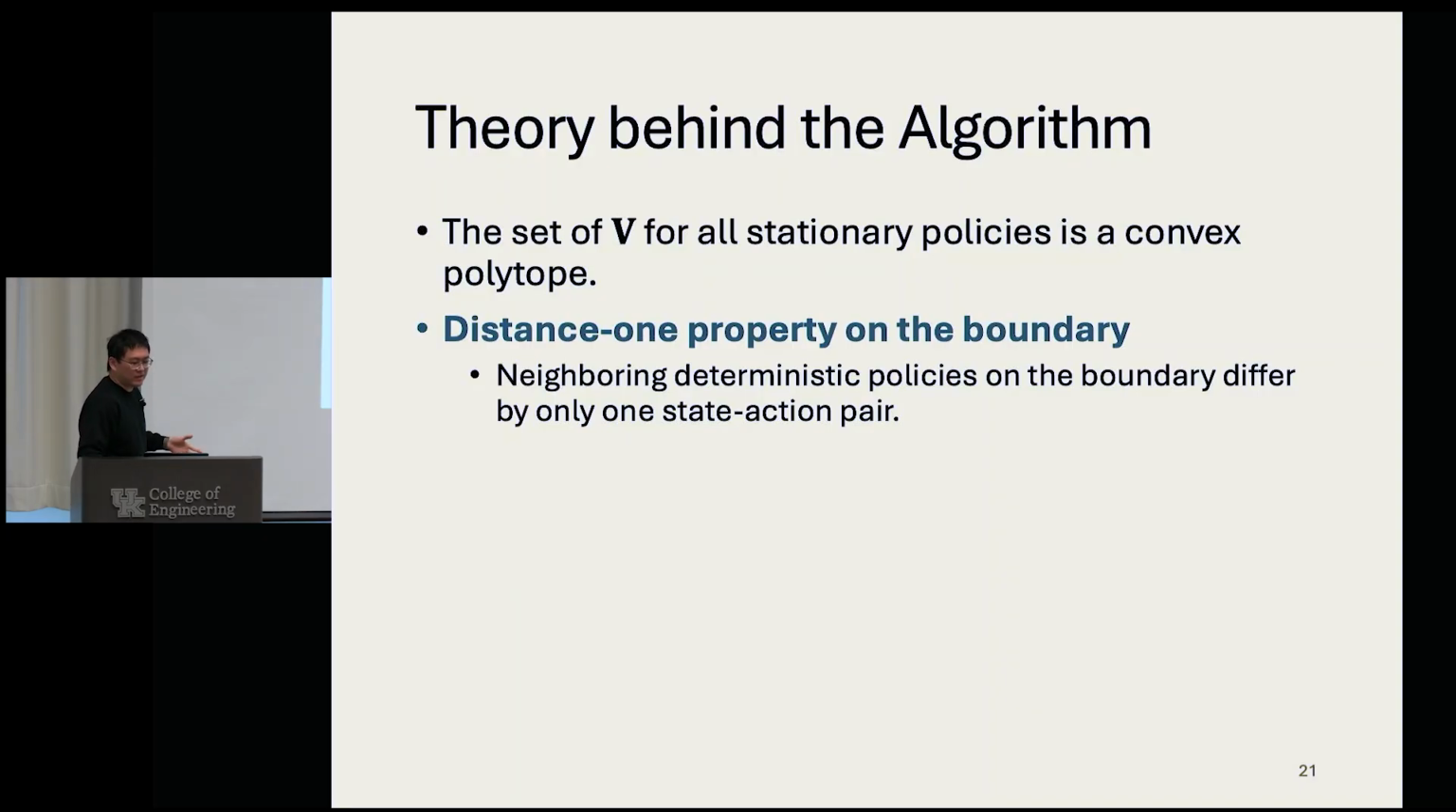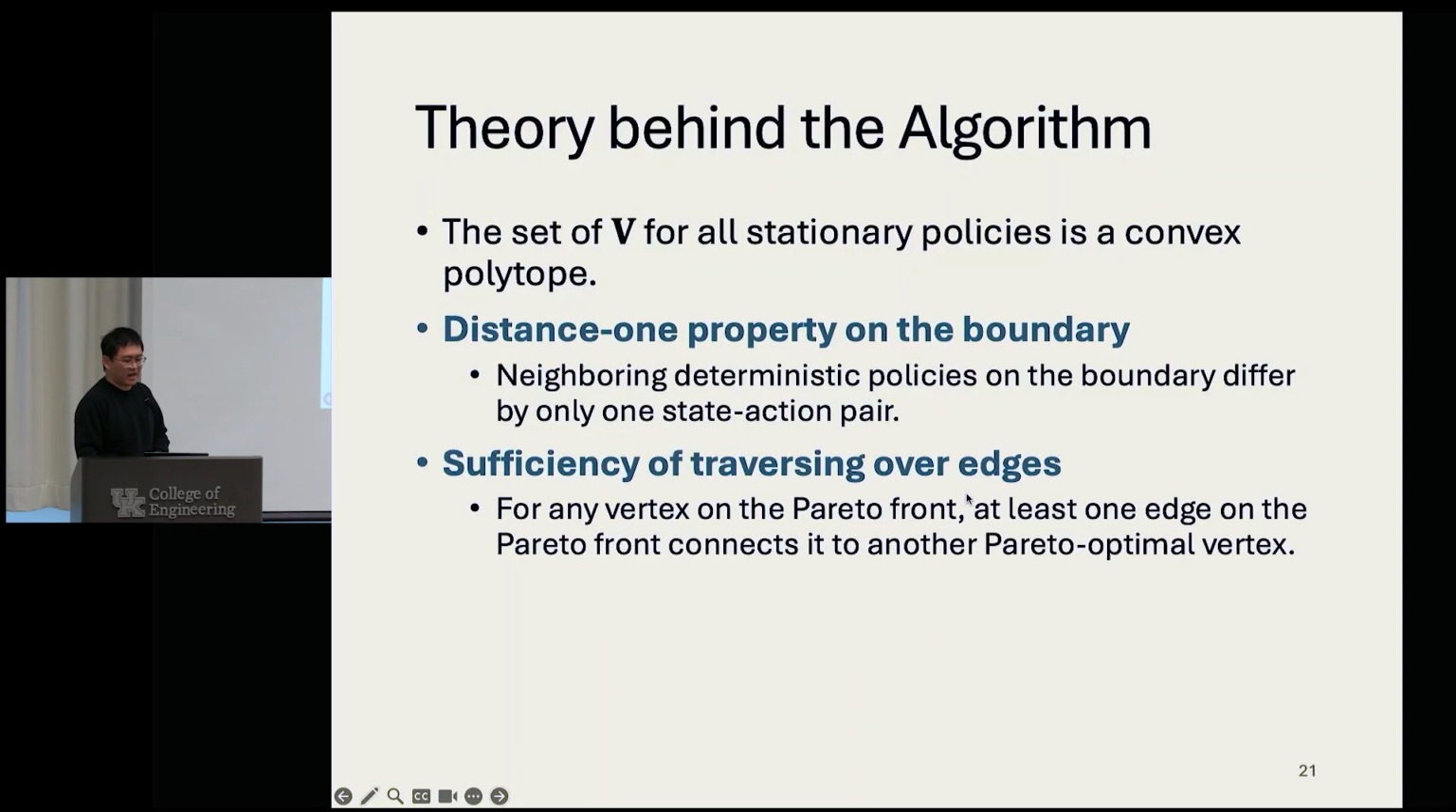So the first is that the set of the whole solution space is a convex polygon, which means although it's a continuous Pareto front, it can be described by discrete elements like the vertices, edges, and then we have this distance 1 property on the boundary, which means it differs by only one state action pair.